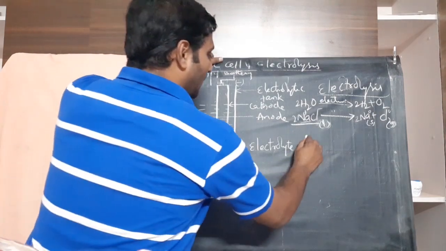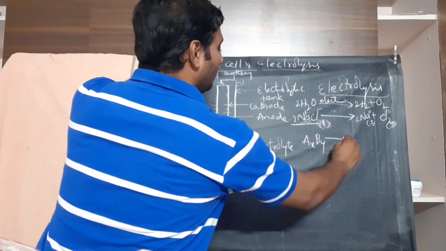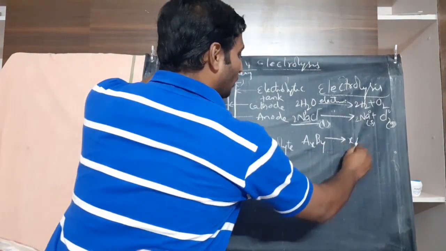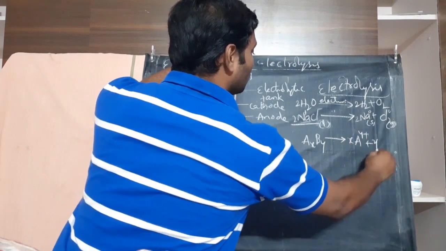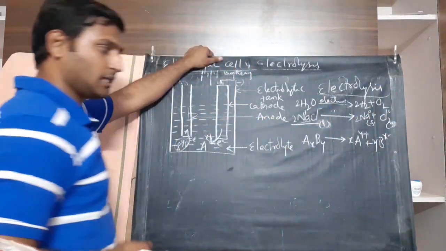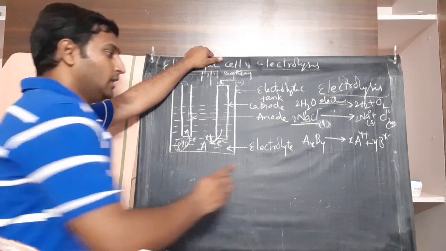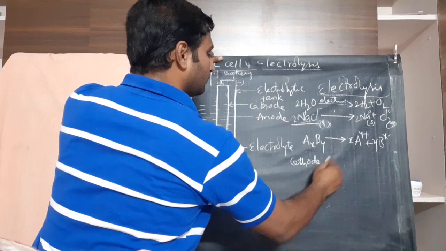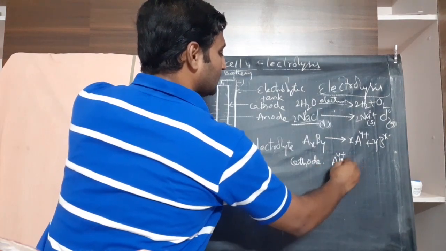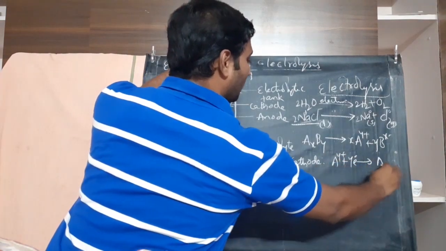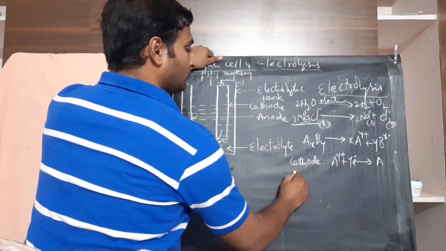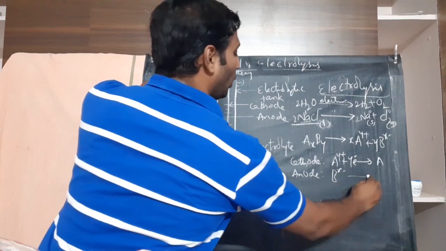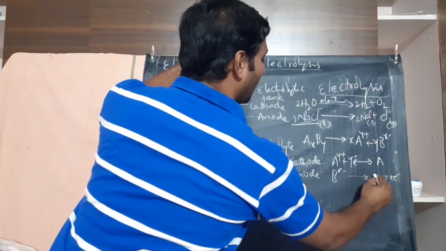So, as I was mentioning, if the electrolyte is AxBy, it would already exist as free ions in the solution: x moles of A^y+ plus y moles of B^x-, let us take. Okay, this is the electrolyte. Now at cathode what happens? A^y+ takes y electrons and becomes A. Then at anode what happens? B^x- loses x electrons and becomes B.